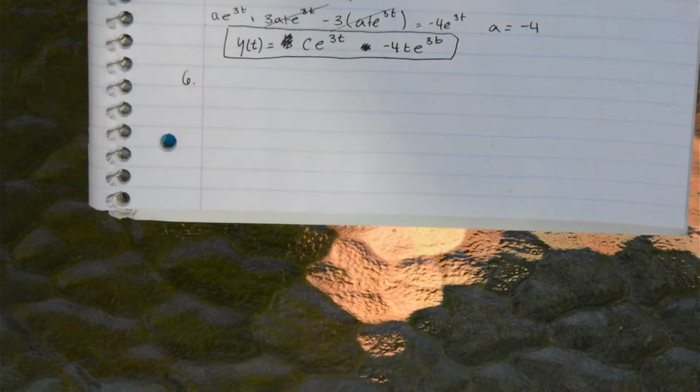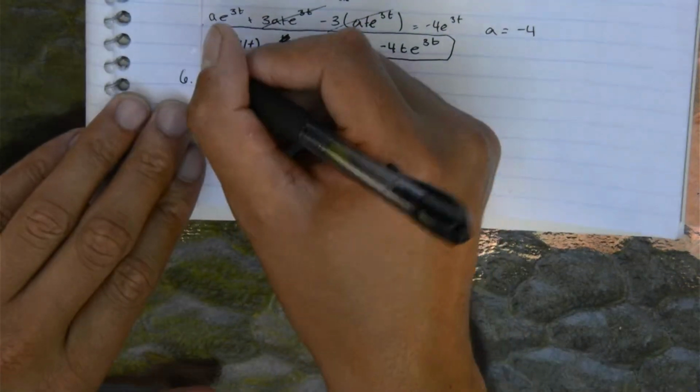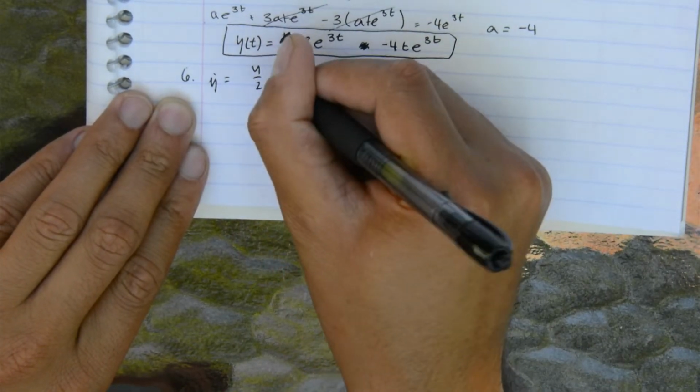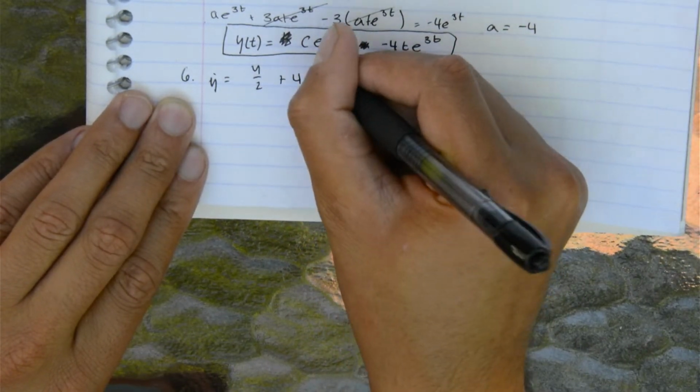All right, so number 6. Number 6 is weird. We have y dot equals y over 2 plus 4 e to the t over 2.